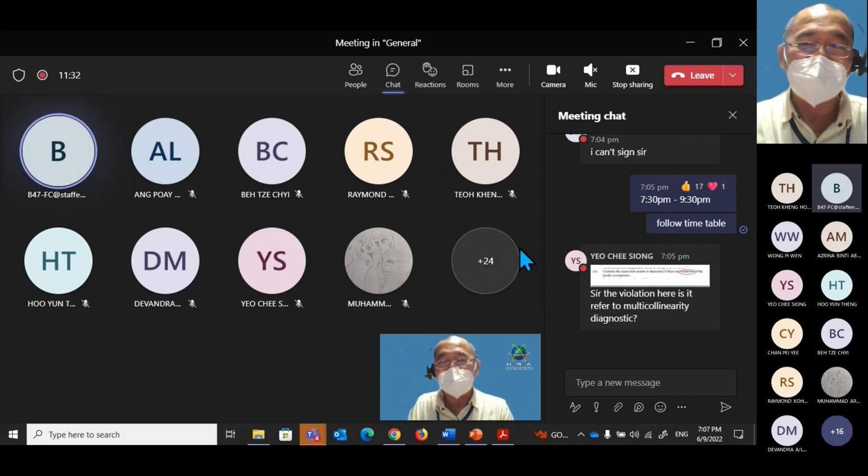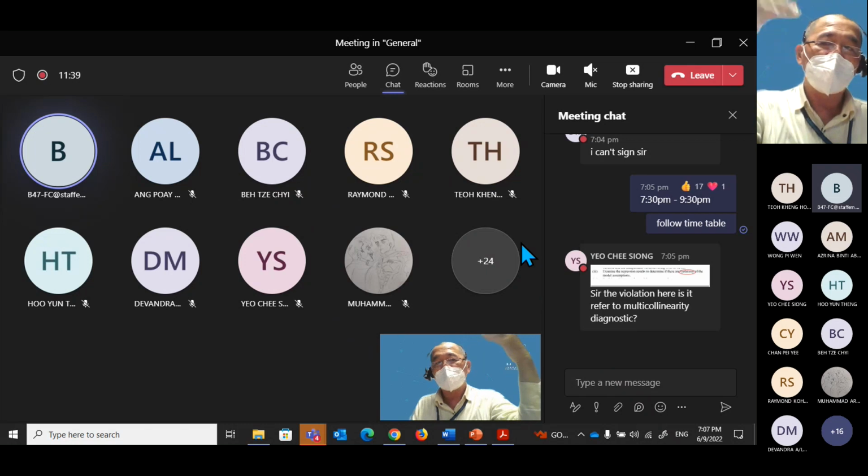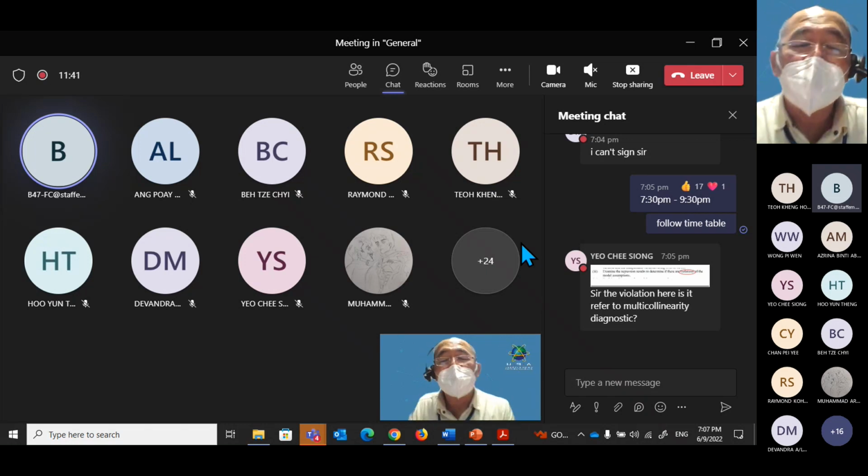I think so far 7:30 is the majority. But anyhow, today we follow the schedule. If 7:30 really is the majority, then we start tomorrow. We follow the 7:30.